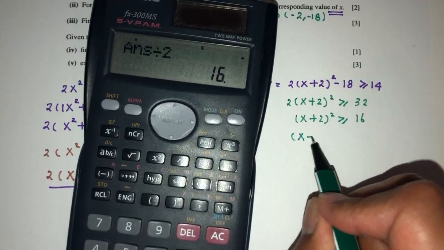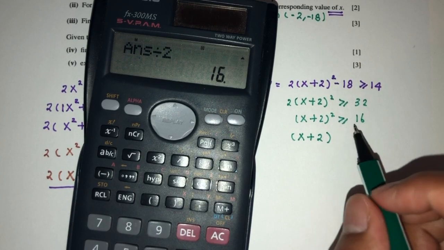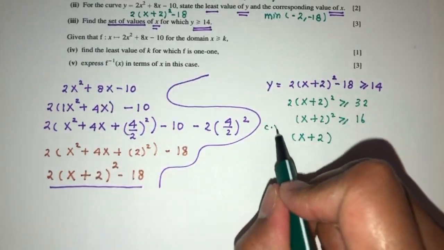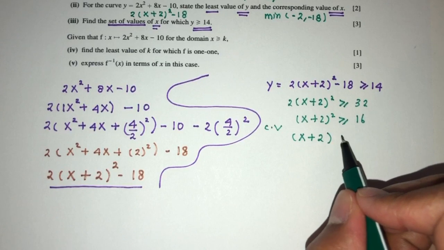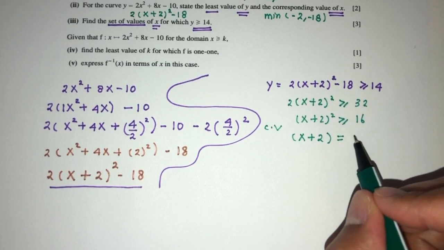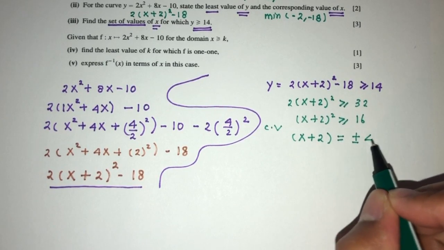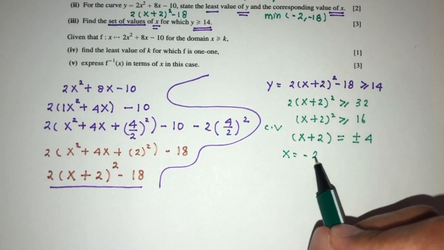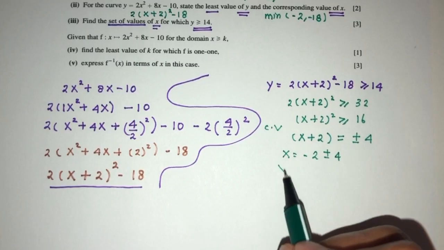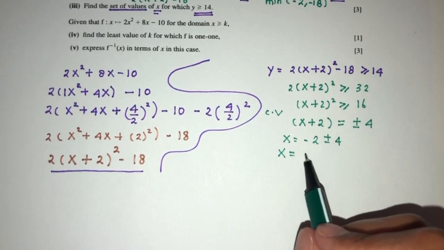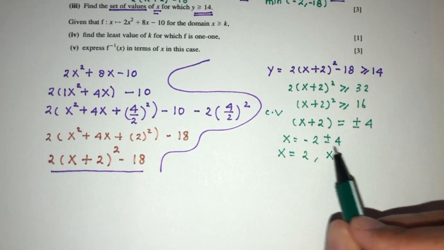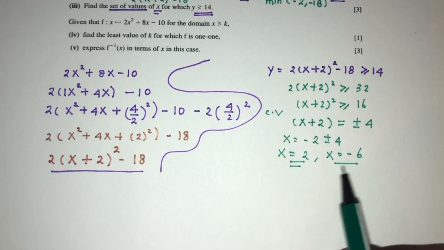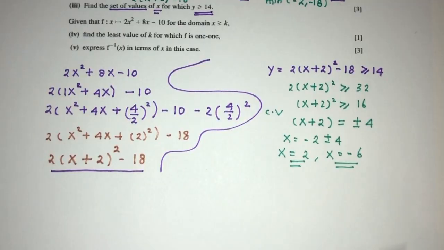Now for x plus 2, we have to simply find the critical values first. That will be equal to plus or minus 4, because when we apply the square root, it becomes plus or minus 4. So x will be minus 2 plus or minus 4. So x can be minus 2 plus 4, which is 2, or minus 2 minus 4, which is minus 6. Now these are the critical values. These are not the answers we're trying to find. Let's try to find this step by step.